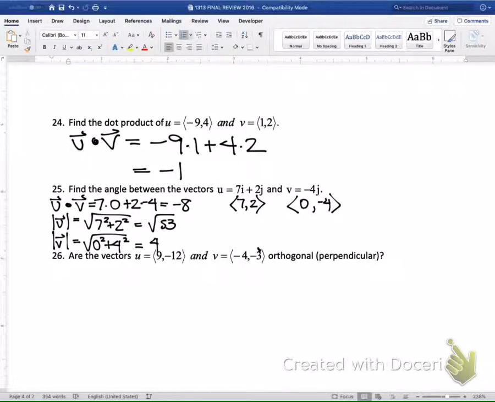Totally up to you. Then to find the angle between those, I set up cosine of theta is equal to the dot product over both of your magnitudes multiplied together. To find the angle, how are you going to type it into your calculator? Inverse cosine of that fraction, making sure you're in degrees, because you want an angle in degrees back out.